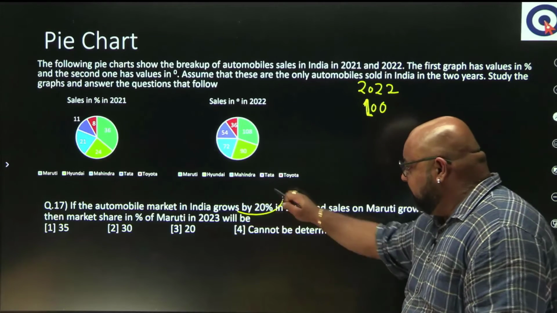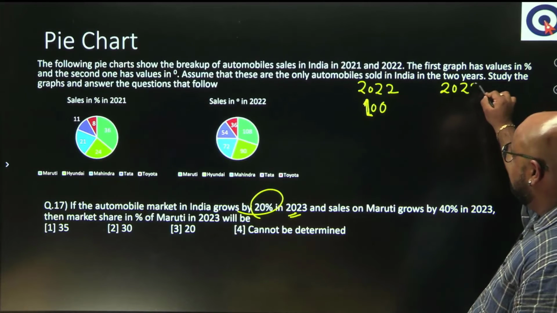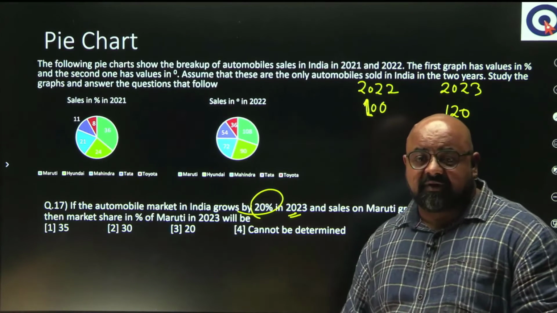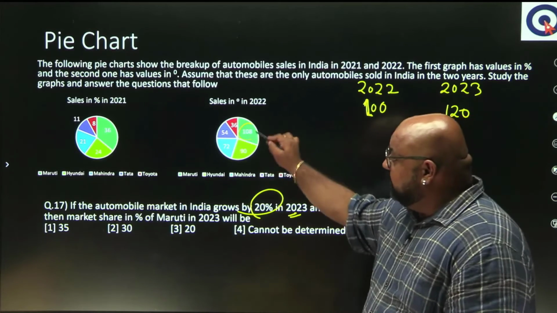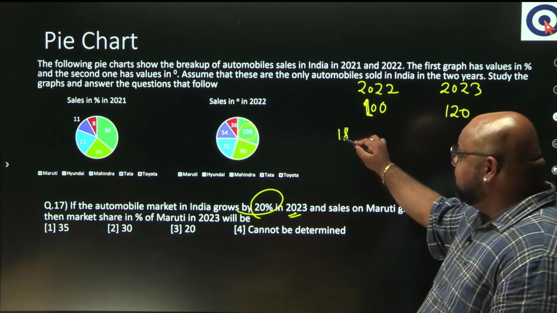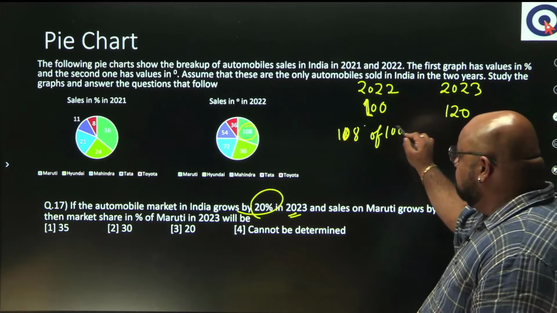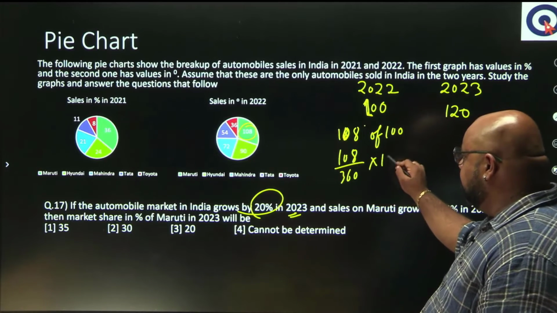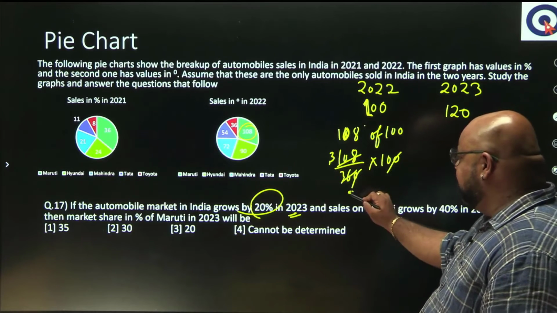In India, the market grows by 20% in 2023. So, in 2023, the market will become 120. Now, to find the number of Marutis sold in 2022, it is given that 108 degrees was Maruti. 108 degrees of 100 becomes 108 upon 360 into 100. I cancel a 0, 36 3s are 108, and therefore 30.